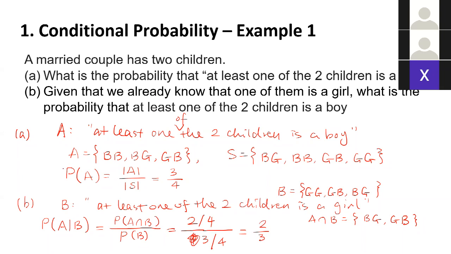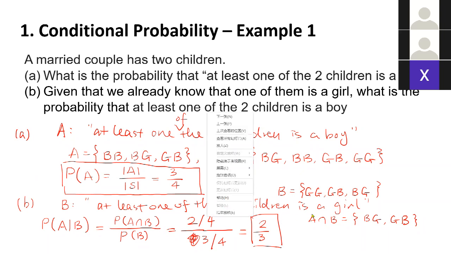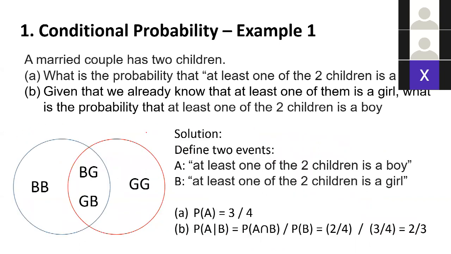Did you see the difference? If there is no constraints, there is no condition, the probability of A is just 3 over 4. If we know that event B happened, the conditional probability of A given B is 2 over 3. That means given the additional information, the probability of A given B is smaller than the original, right? So that means additional information can affect the probability of an event. Okay, any questions? Okay, and you can check this solution after the class.